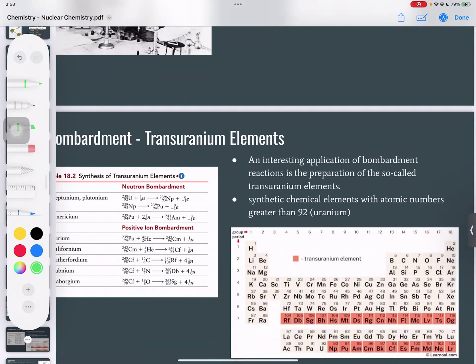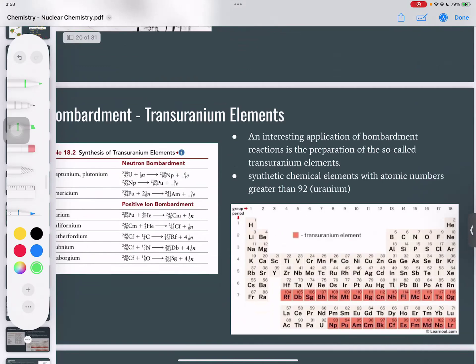So some application of bombardment reaction is actually the preparation of the transuranium elements found in your periodic table. So it starts with neptunium, or Np, which has the atomic number of 93. That is in 1940. So a series of elements with atomic numbers greater than uranium. Uranium is 92. They were synthesized in the laboratory. So much of the work on the transuranium elements was done at the University of California in Berkeley under the direction of Glenn Seaborg.